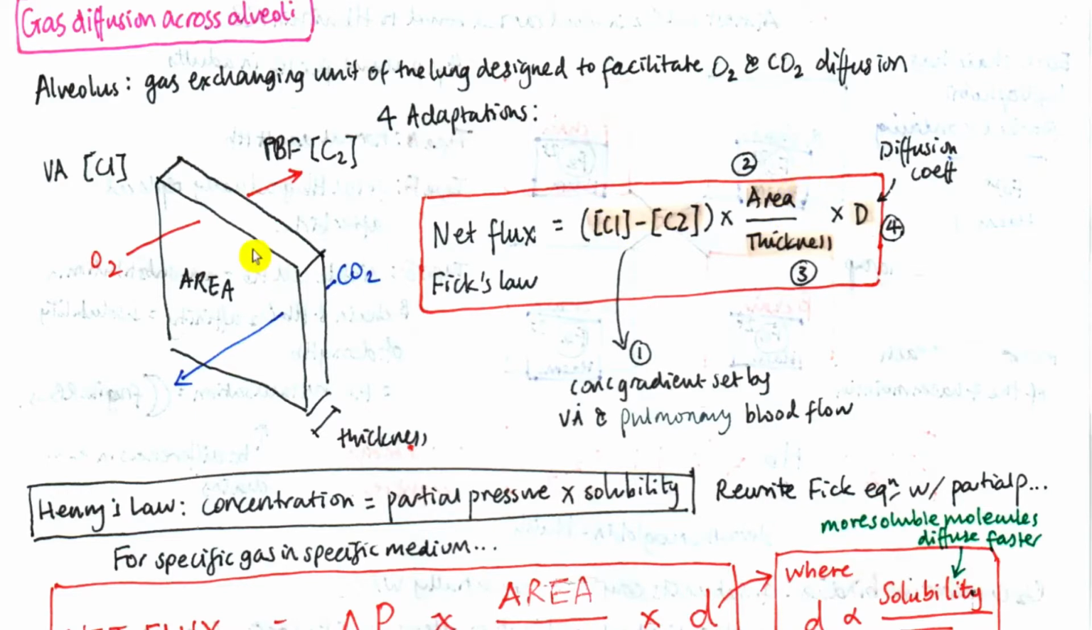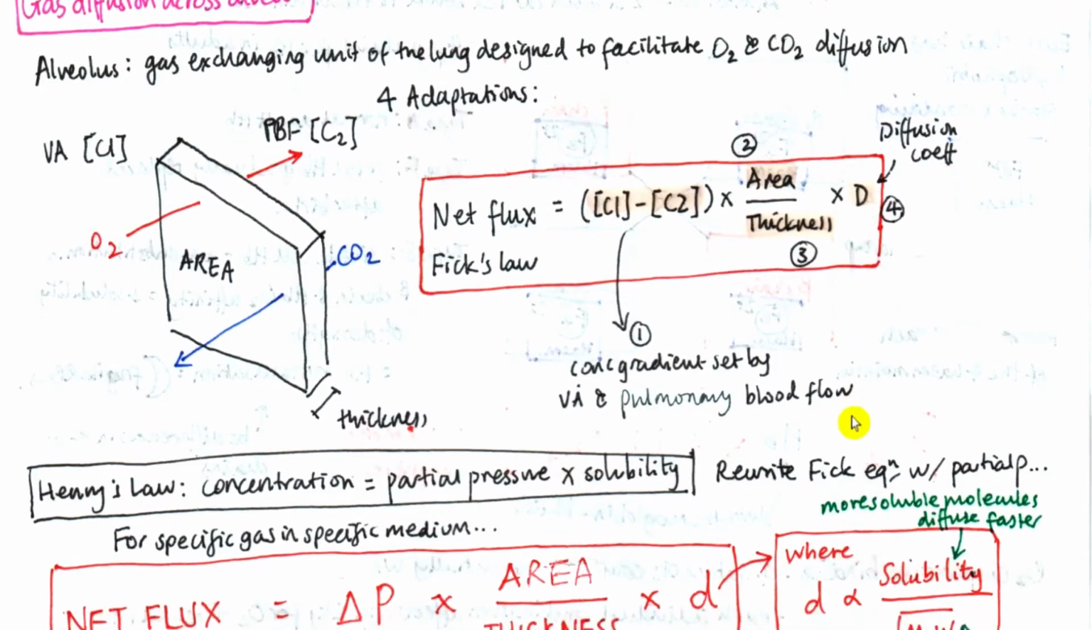Number two is in terms of area. The alveoli have a very large surface area. There's a lot of them, and they're very small and they have a very large surface area to volume ratio. Number three, thickness. So the alveoli are only one cell thick, and the endothelium of the pulmonary circulation, so the capillaries, are only one cell thick as well. So that creates a very small thickness. And number four, diffusion coefficient, we'll get onto for the individual gases.